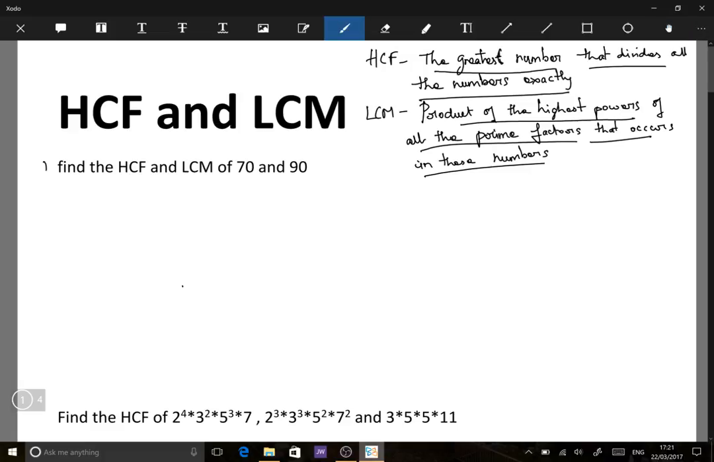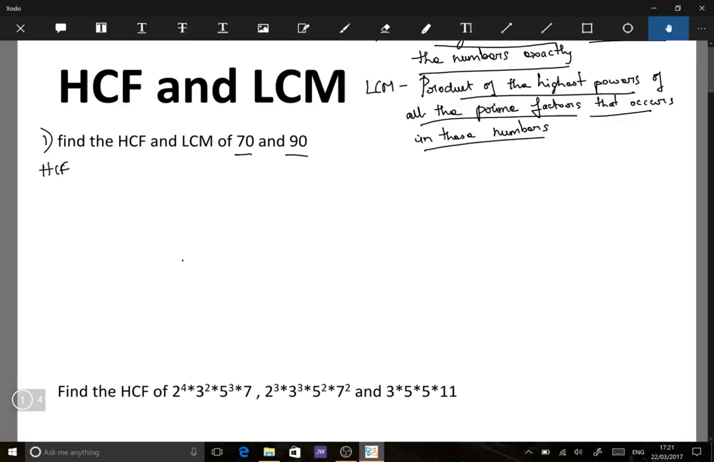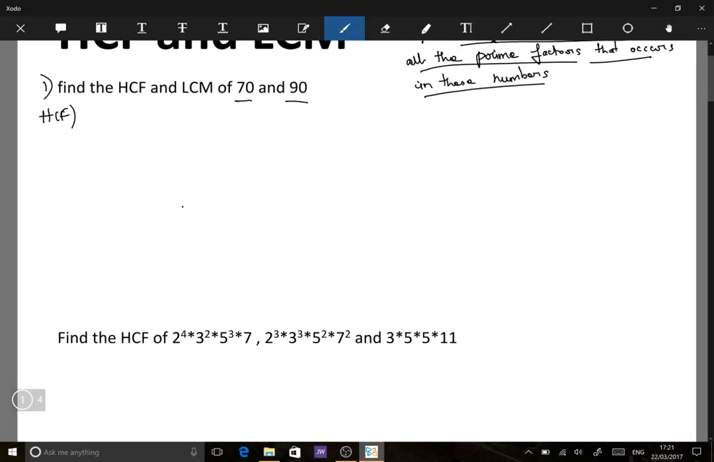Now consider this first example. Find the HCF and the LCM of 70 and 90. We are going to find the HCF and LCM of these two numbers. First, to find the HCF, we'll write down the numbers like this. Now we'll write the multiples which make up this number. What are the multiples? It's 7 into 2 into 5. Able to follow? 5 into 2, 10, into 7, 70. We'll get the question, right?